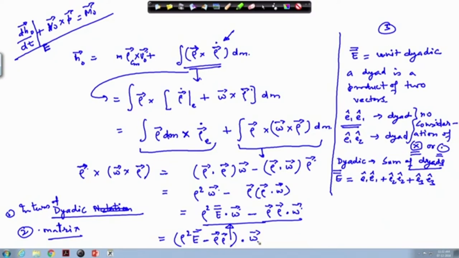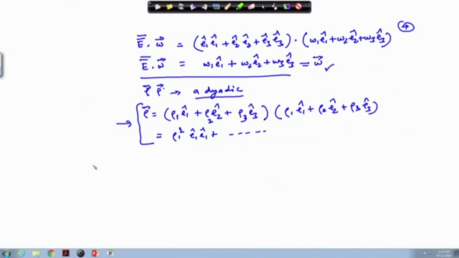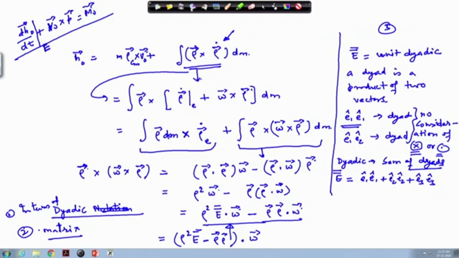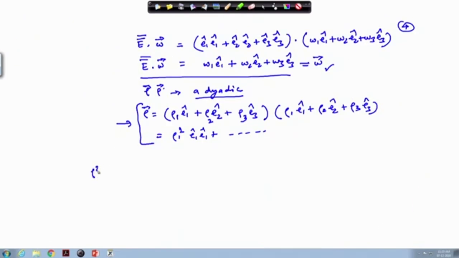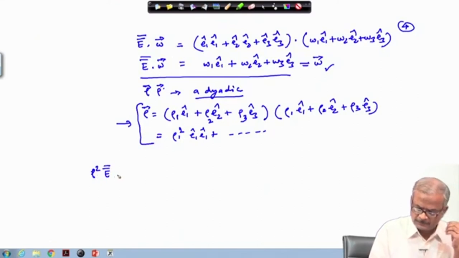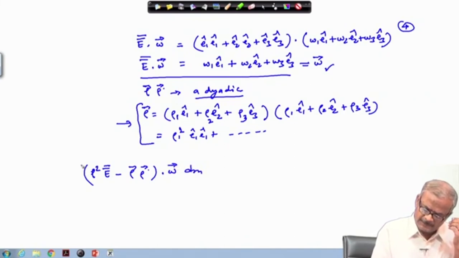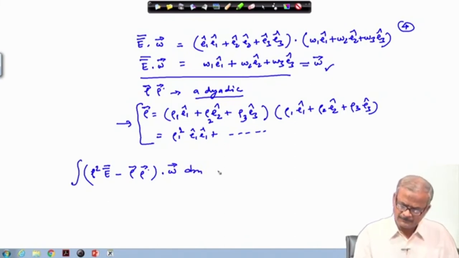So, what we can do is take it outside, rho square integrated over the body, and this dot omega. If we can represent something like this, the quantity which is present here is written as I double bar, and this quantity is called the inertia dyadic.